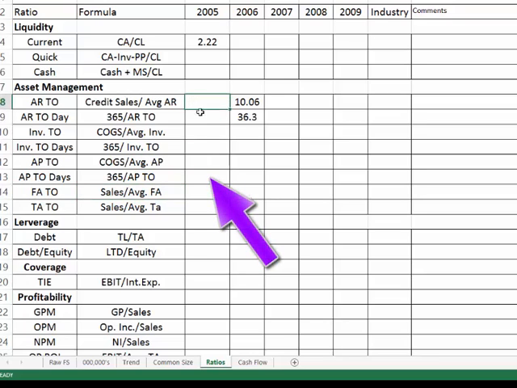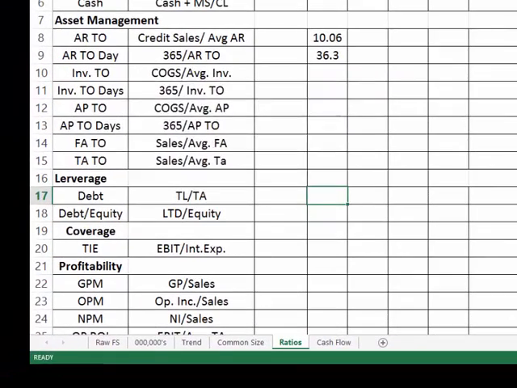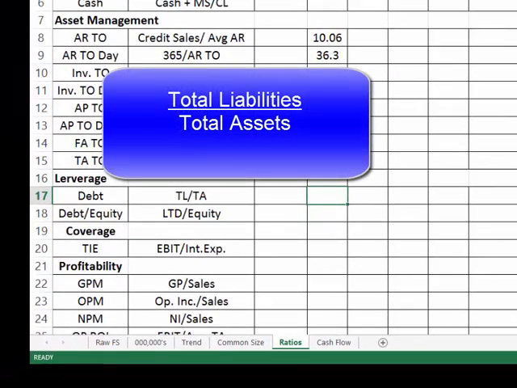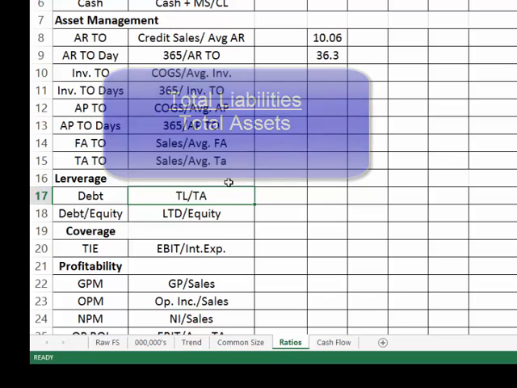You see that there's no numbers in the 2005 column because we cannot get an average of 2005. Moving on to debt, the first one is total liabilities over total assets. So some people thought this should be 1. The only time it would be equal to 1 is if there were no equity in a balance sheet. So it's total liabilities divided by total assets.